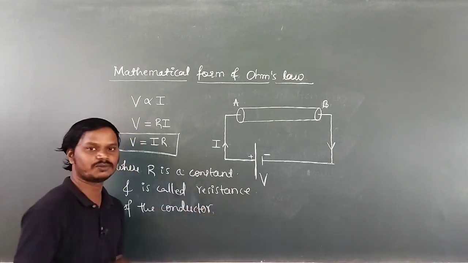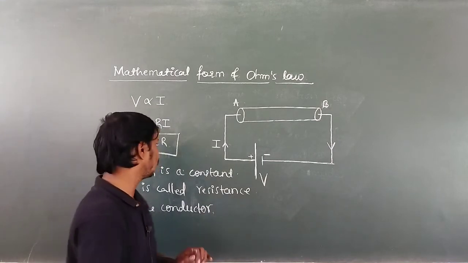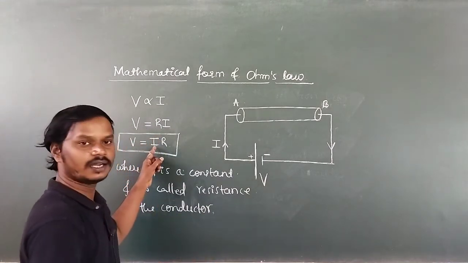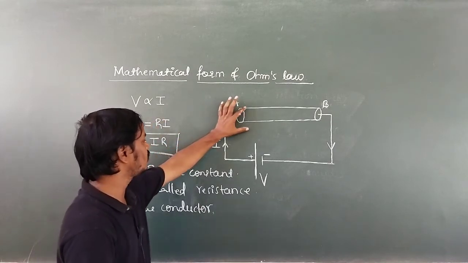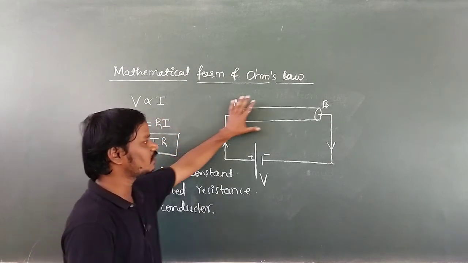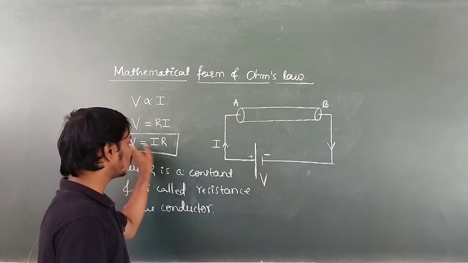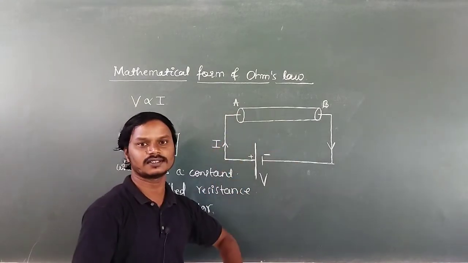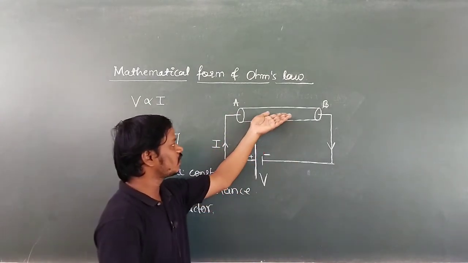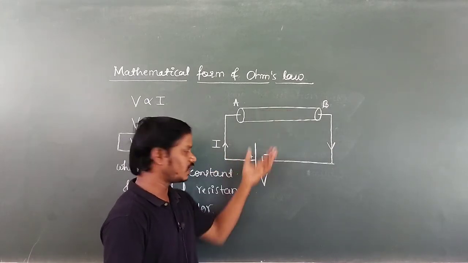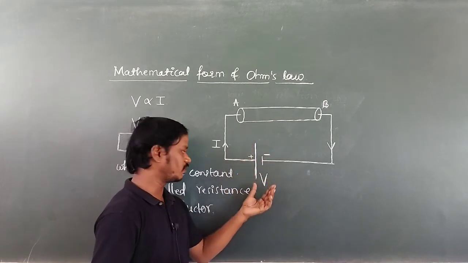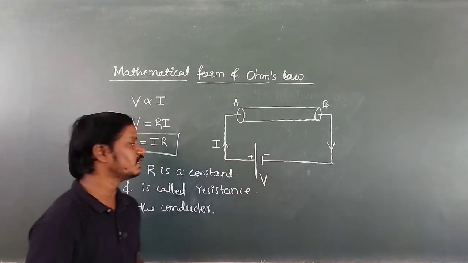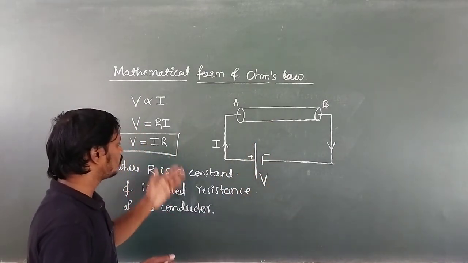So once again, what is the mathematical expression for Ohm's law? That is V is equal to I into R. What is I? I is the current flowing through the conductor. What is R? R is the resistance of the conductor, and V is the potential difference applied across the conductor. So what is the cause of flow of current in this conductor? That is potential difference. Okay, so V is equal to I into R.